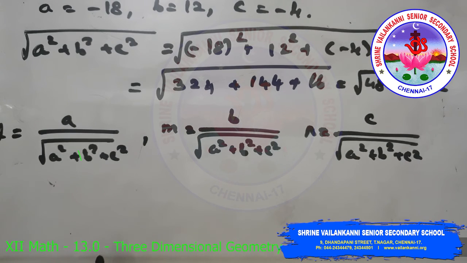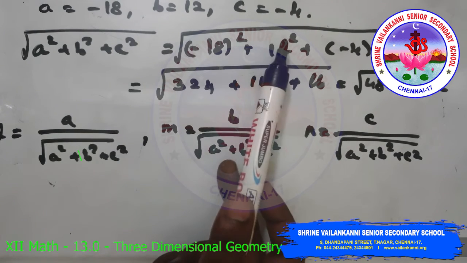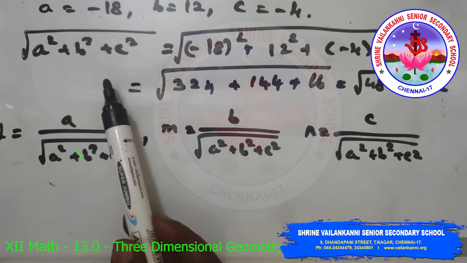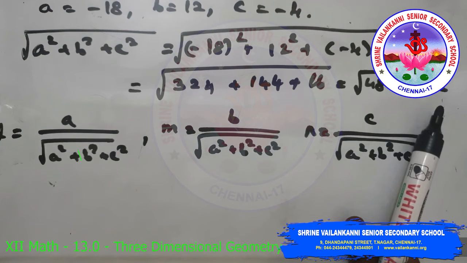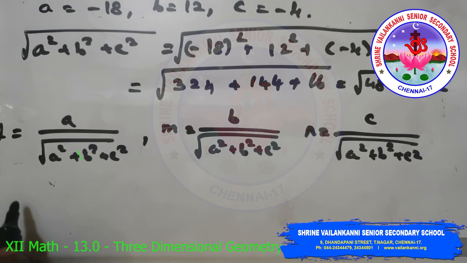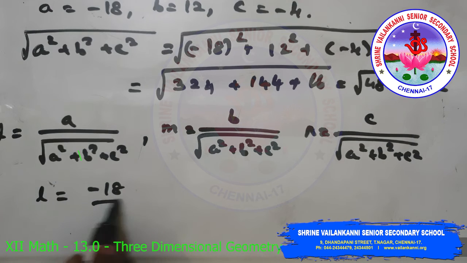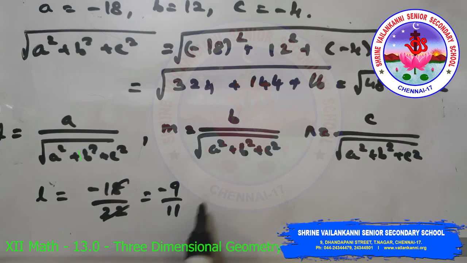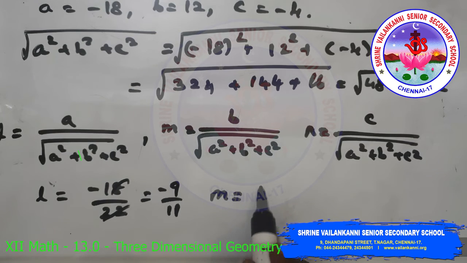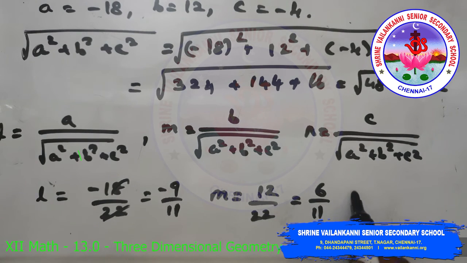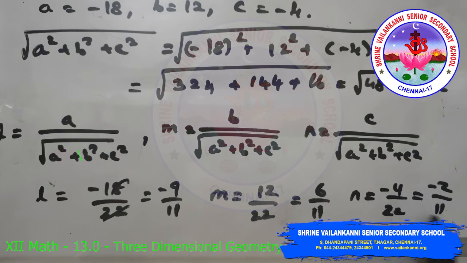So a is minus 18, b is 12 and c is minus 4. So root of a square plus b square plus c square is 22. So DCs are: l is minus 18 by 22. Cancelling this we get minus 9 by 11. m is 12 by 22, so we get 6 by 11. And n is minus 4 by 22, which is minus 2 by 11.